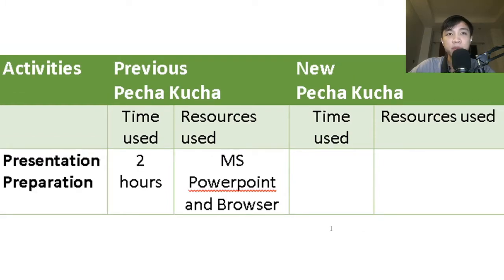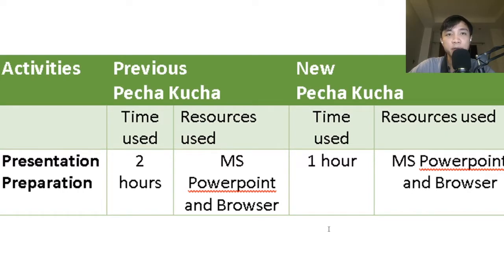In the third step of my previous Pechakucha, I was able to prepare the presentation. I made sure that using PowerPoint, I was able to create 20 slides, each with a timing of 20 seconds. And I did the presentation for 2 hours. In my new Pechakucha, I was able to prepare the presentation quickly since I used my previous Pechakucha as a template and included some of the previous images which correlate to what I'm discussing, and it took me only 1 hour to do it.